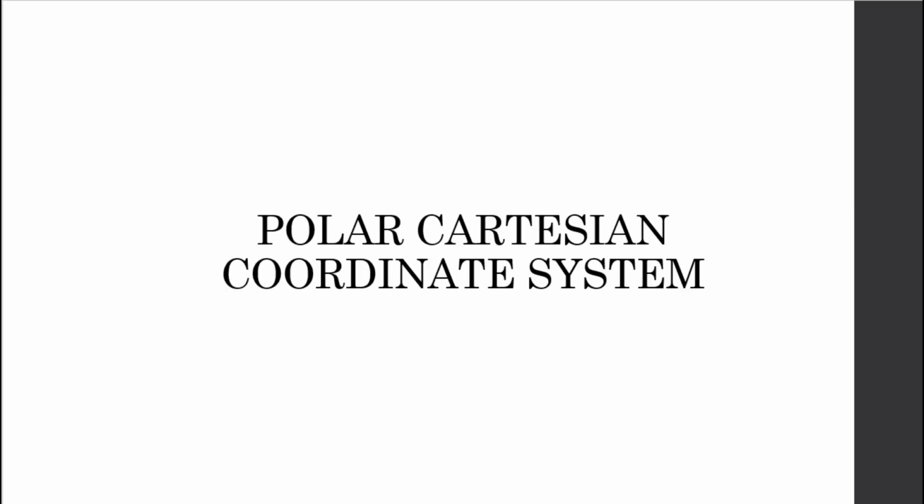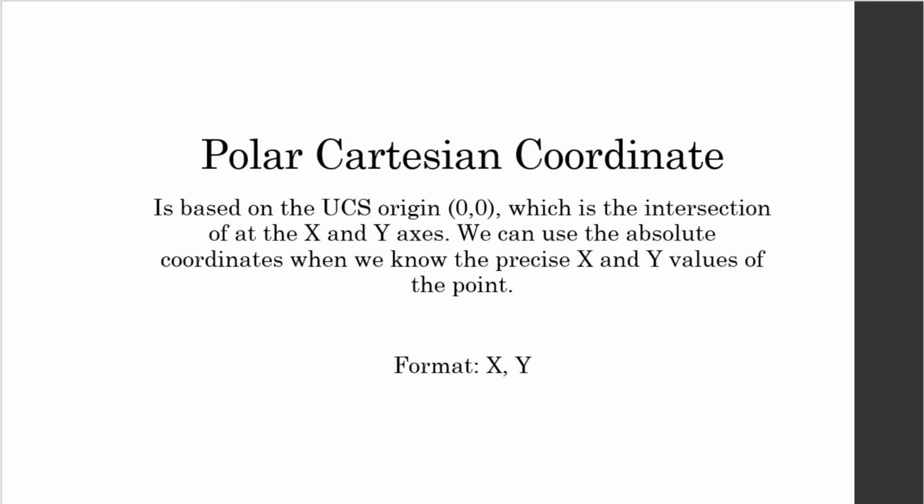The first one is the polar Cartesian coordinate system, which is based on the UCS origin or the UCS icon, which have a value of 0 and 0, which is the intersection of the x and y axis. We can use the absolute coordinates when we know the precise x and y values of the point. The format of the values of the polar Cartesian coordinate system is x and y only.